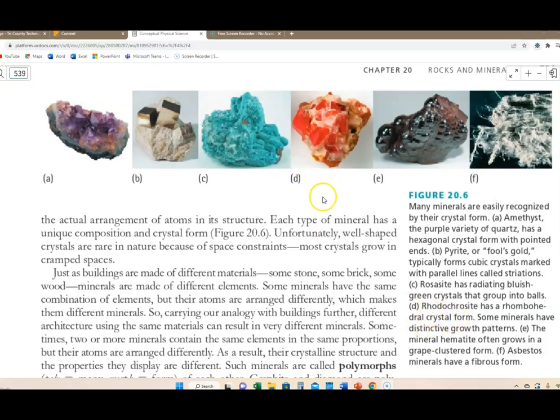This one's hard to say. D here is rhodochrosite. Let's see. E is hermite. All right, so there's E right there. That's another mineral. And F there is actually a mineral as well. Asbestos, right? Asbestos. All right. So anyhow, those are some nice pictures of minerals.